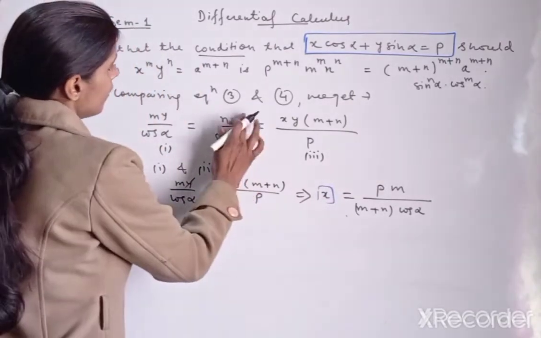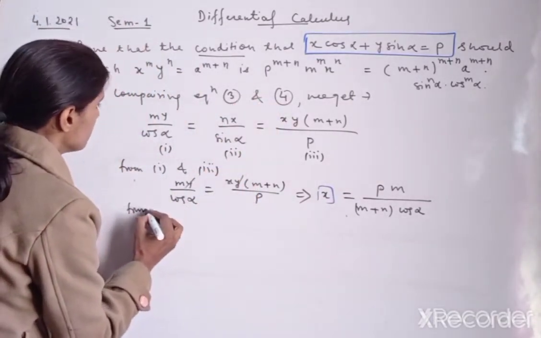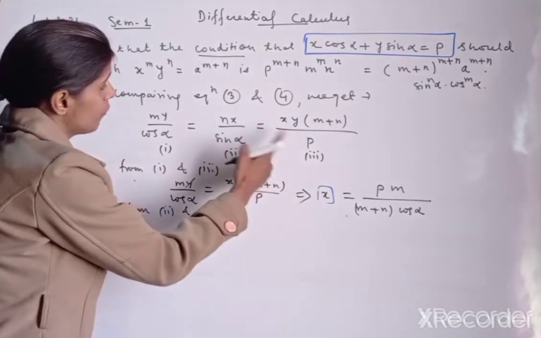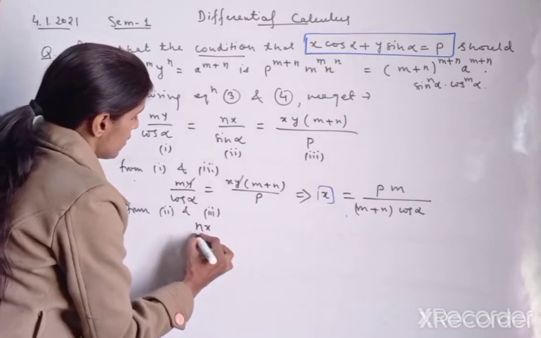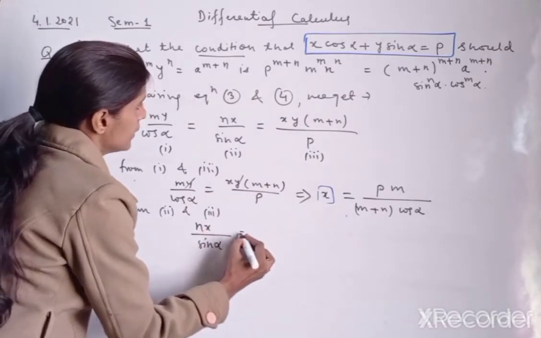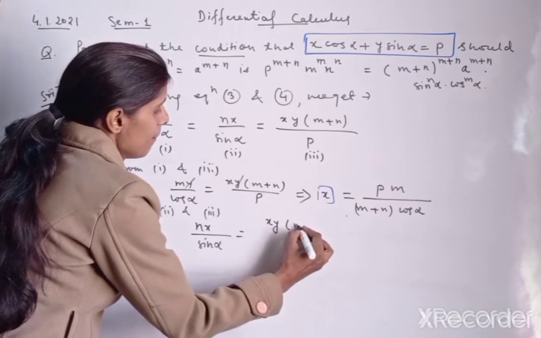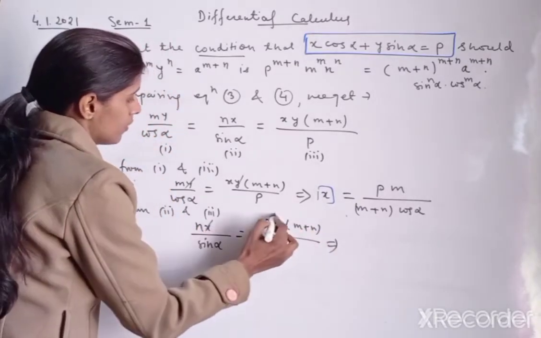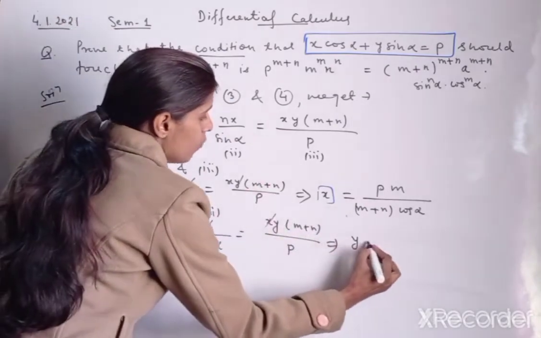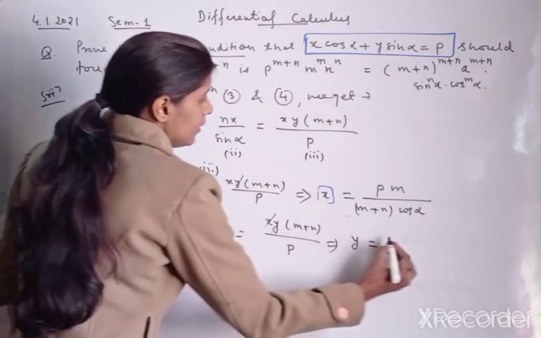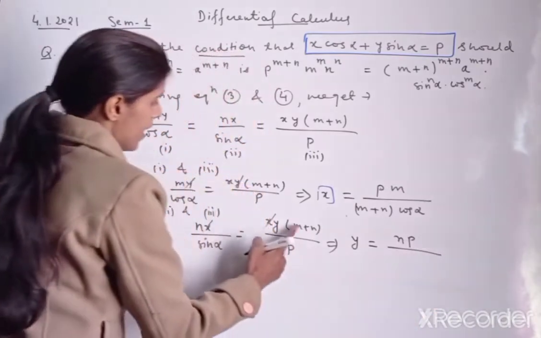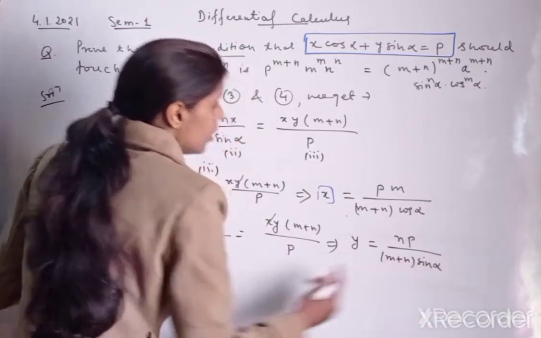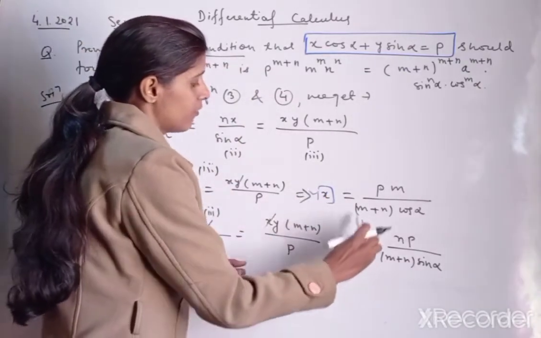So next we will find the value of y. From the second and third, we have nx divided by sin alpha is equal to xy(m plus n) divided by p, and this will give the value of y. So here y is np divided by (m plus n) sin alpha. So now we have the value of x and the value of y.